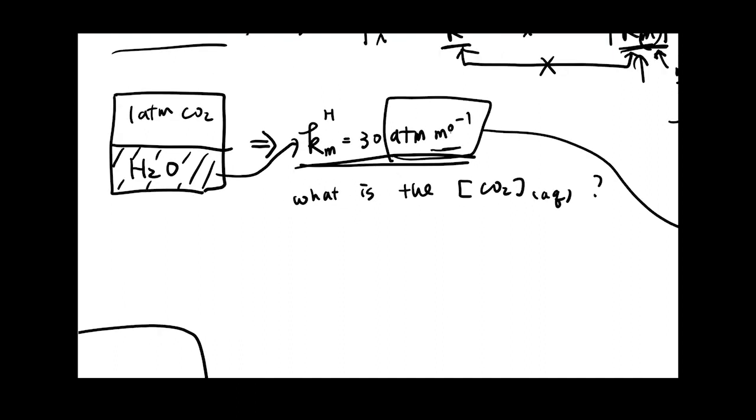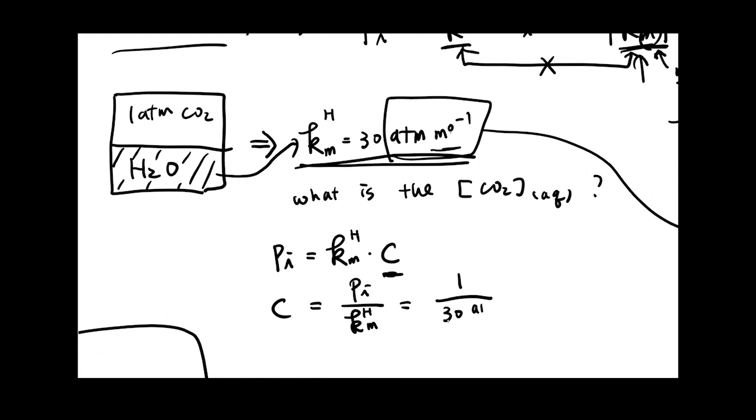This is actually very easy to solve, right? Because we know the vapor pressure of your CO2 is going to equal KMH times the concentration of your CO2. The concentration of your CO2 is just Pi over your KMH. What is the vapor pressure of CO2 inside this system? 1 atm, right? And then your KMH is 30 atm per molal. On the top is atm, so if you cancel out your units, you know the answer will be this.